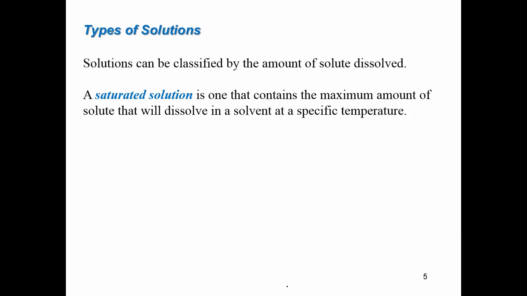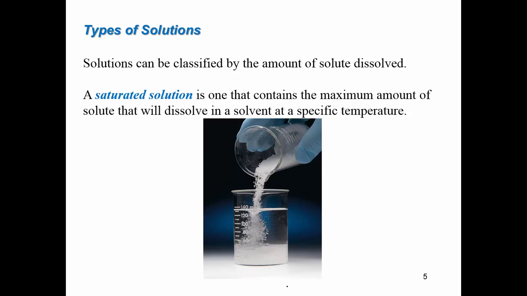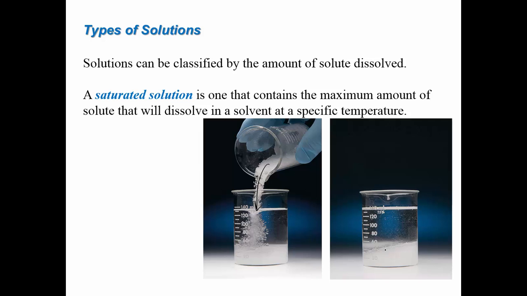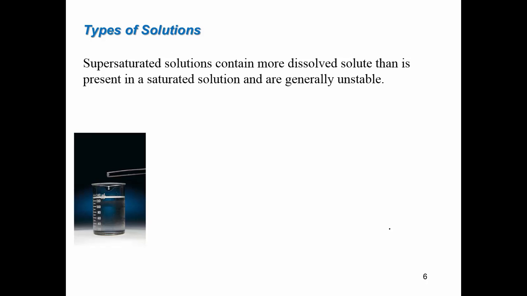You can also have a saturated solution. This is one that contains the maximum amount of solute that will dissolve in a solvent at a specific temperature. So my husband's coffee is closer to a saturated solution of sugar in coffee. He likes an awful lot more sugar than I do. So this is more solute in the solvent, and any additional solute added forms a layer on the bottom because the solvent just can't handle any more solute in it.